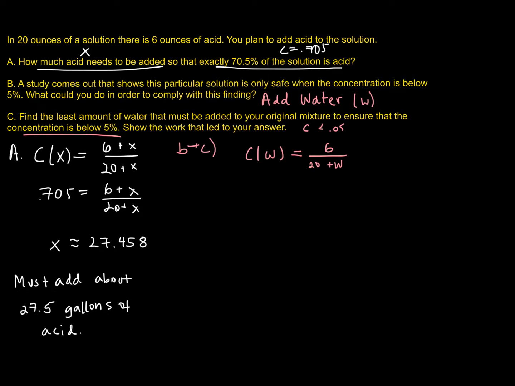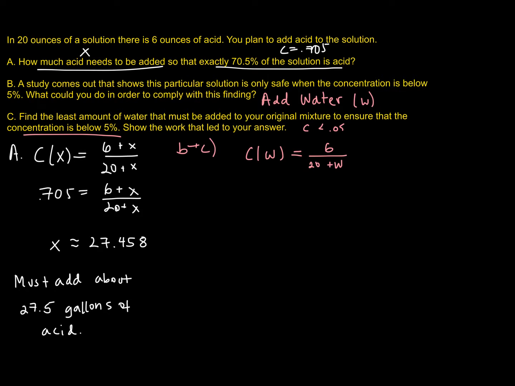All right, let's take a look here. First couple of steps should be pretty basic here. I'm trying to find the amount of acid that needs to be added. So that's X. And in this particular situation, I want to set my concentration equal to 0.705. So here's my equation that I'm going to use, and I'm going to set C equal to 0.705. You'll want to make sure you can solve this. You can always check it graphically to make sure. And you get that X is approximately 27.458, so you must add about 27.5 gallons of acid.